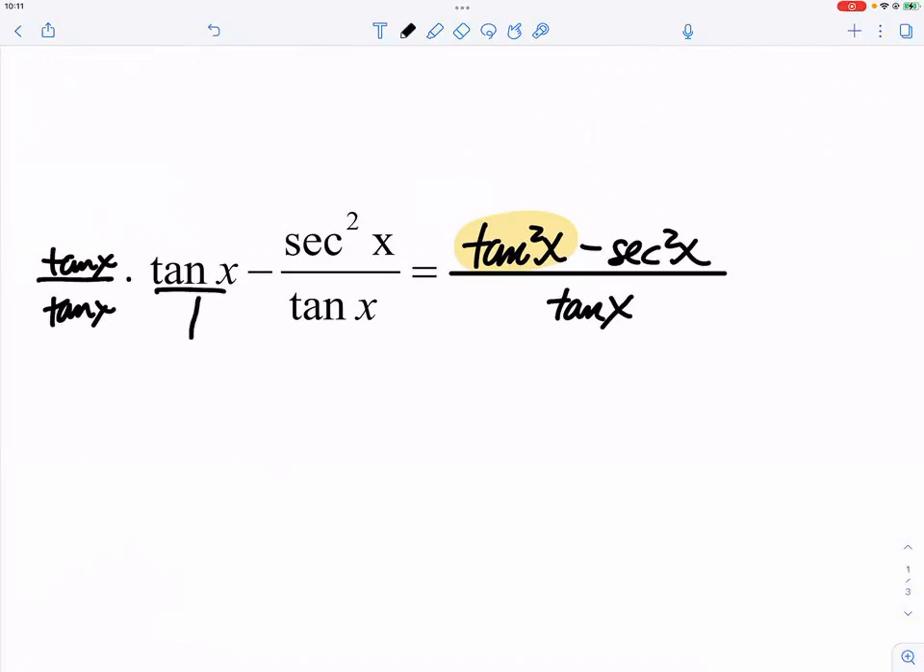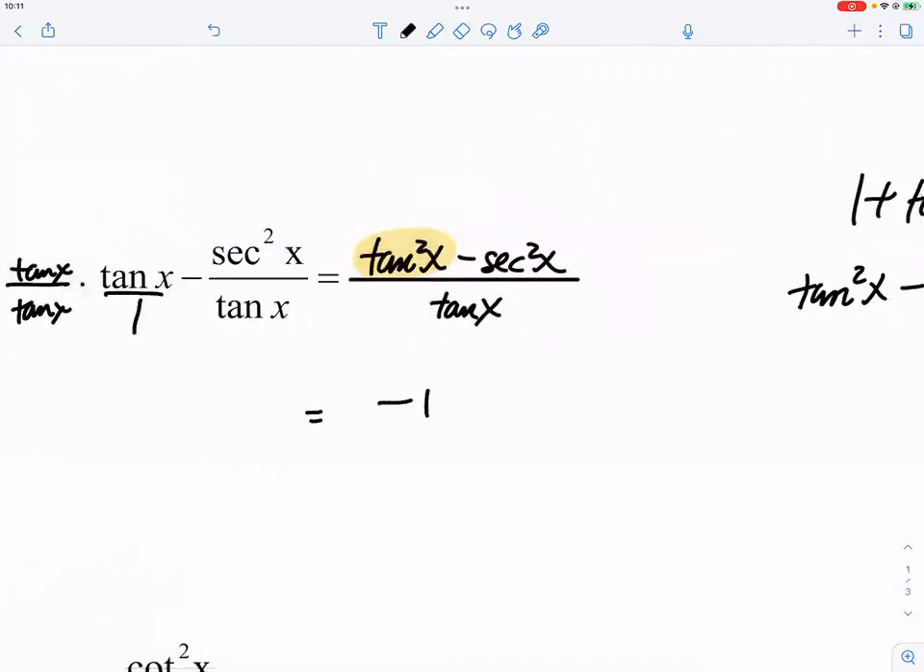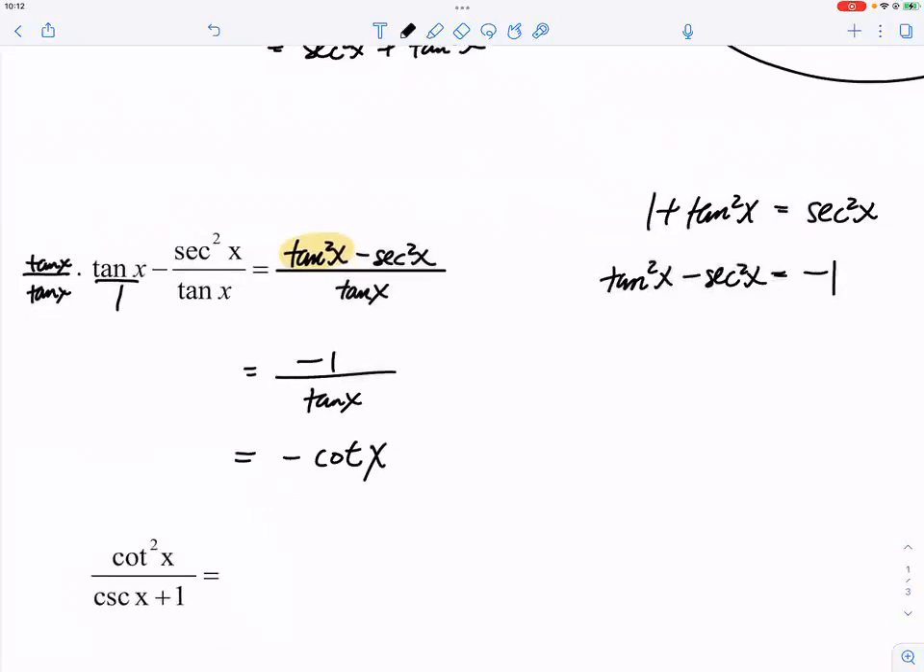Now, learn how to compress this kind of step in your mind. We do expect students to not show this, but to be able to write this. So you have -1 in the numerator and then tangent x in the denominator. So the final answer is simply negative cotangent of x.